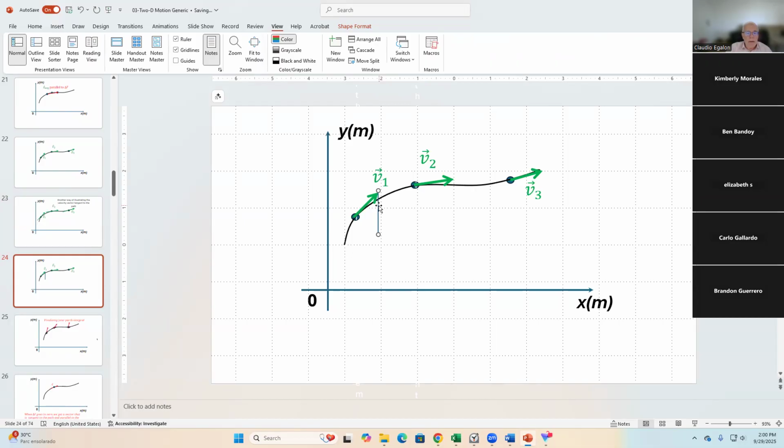View grid lines. Let's see. I like the grid lines so I can see what's straight and what is not straight, right? Here you go.